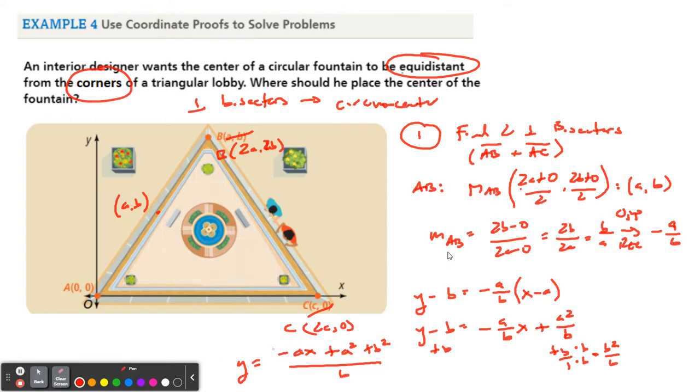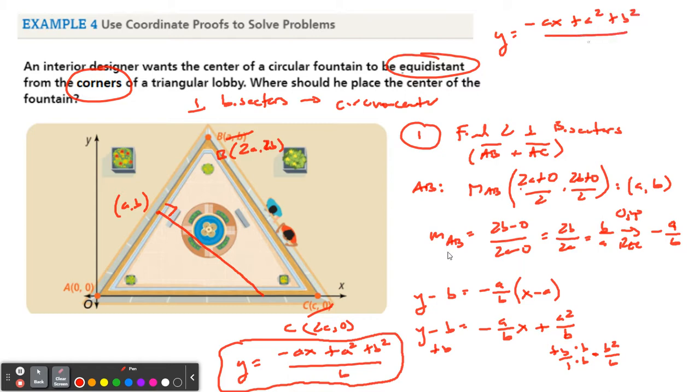Okay. And we're going to hold off there. So that's the equation of the perpendicular bisector for AB, and it looks something like this. Boom. Okay, so I'm going to put that up here. So this is for AB. Y equals negative AX plus A squared plus B squared all over B.